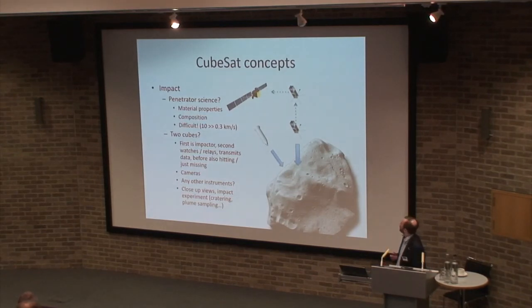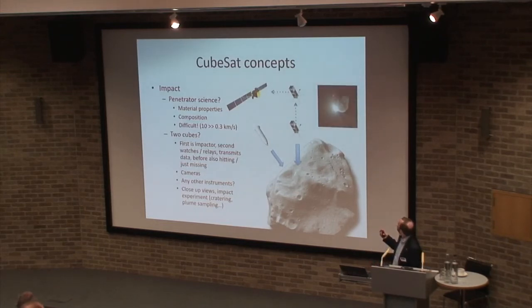The other obvious thing you can do is you can aim to hit the asteroid. You can do impact experiments. There's been a lot of studies actually on penetrators, packing instruments into a cone that hits the surface and allows you to take a mass spectrometer or something. However, these things have been studied up to 300 meters per second, not 10 kilometers per second, so that's a bit more challenging. You could imagine a pair of cubes, one that is basically a bullet that hits it, and the second one that actually sees this, or either flies through an ejecta plume or does some sampling. So concepts like that.